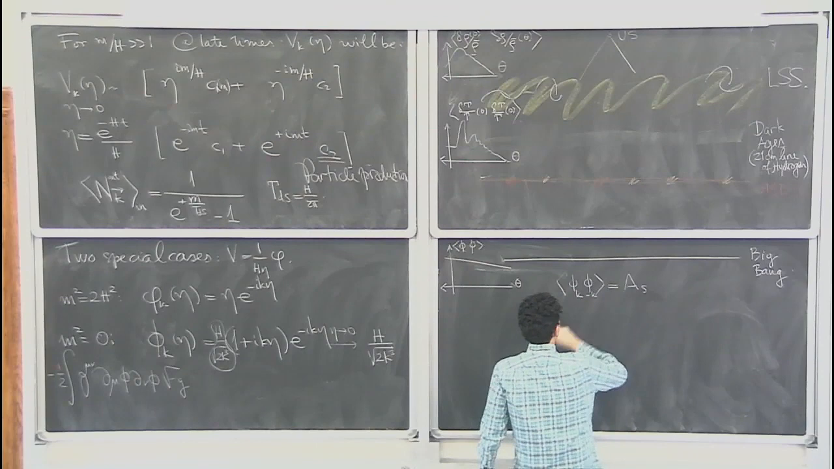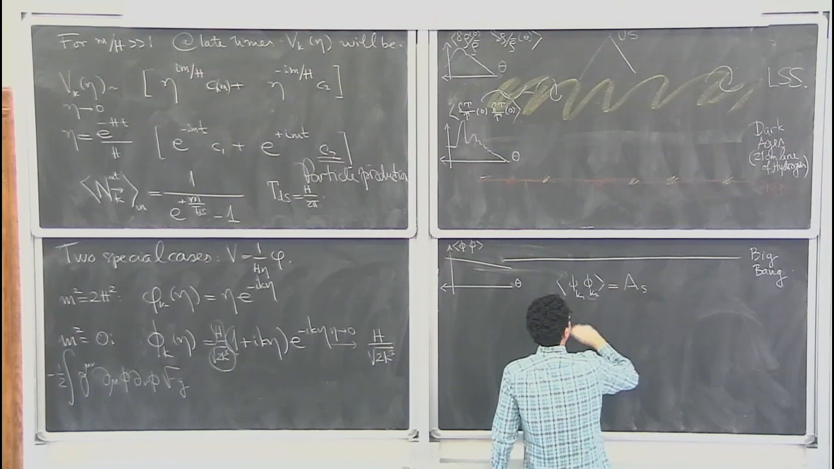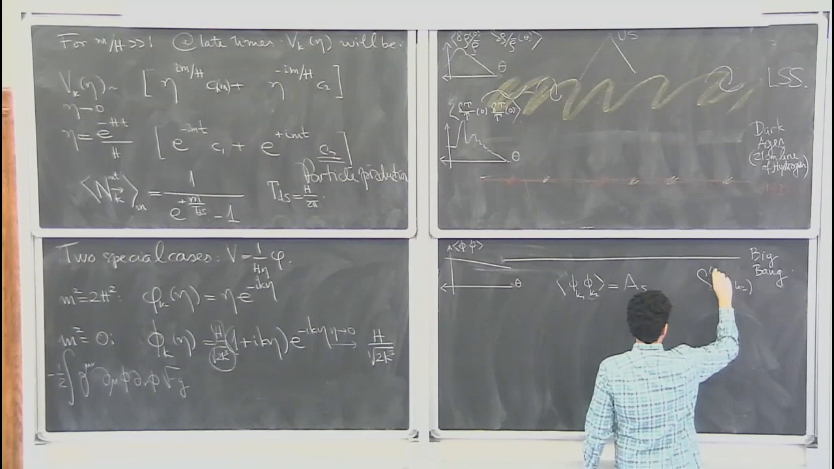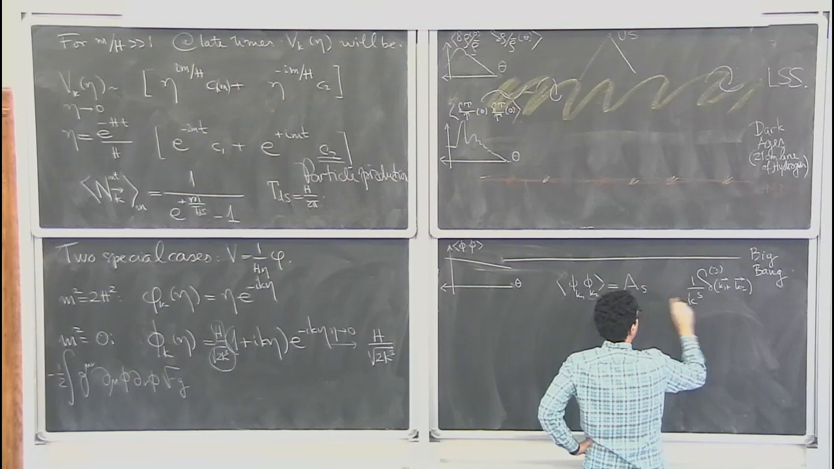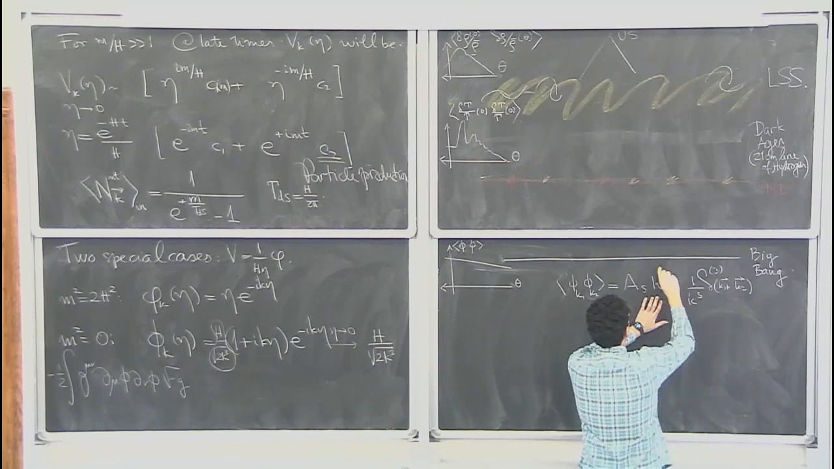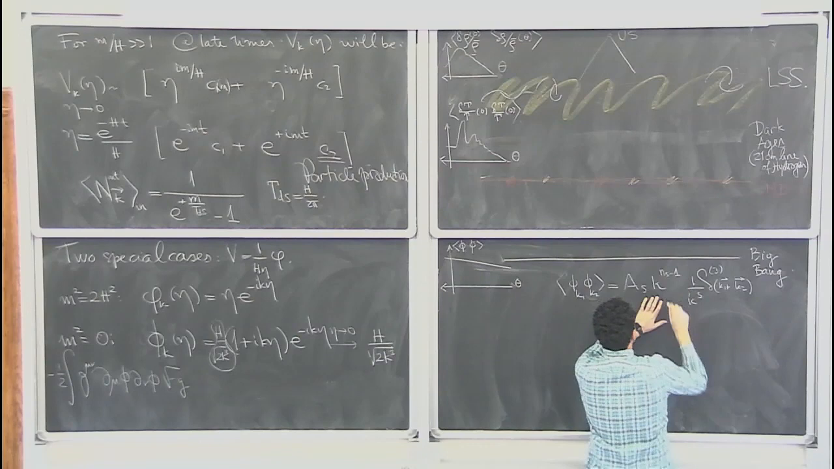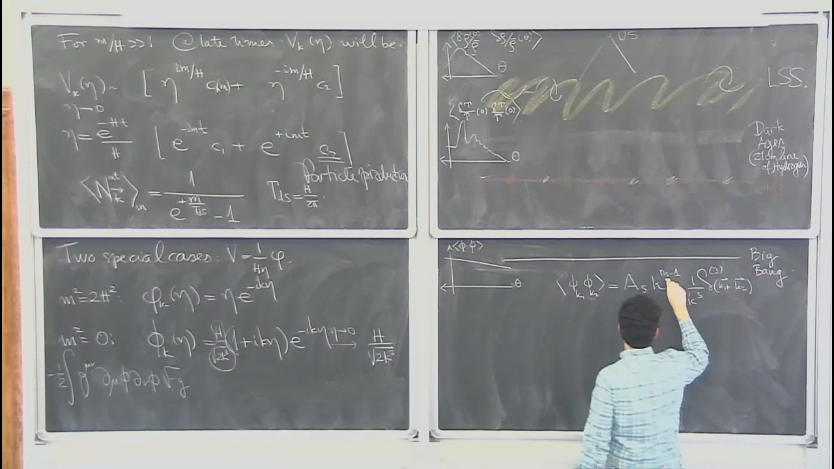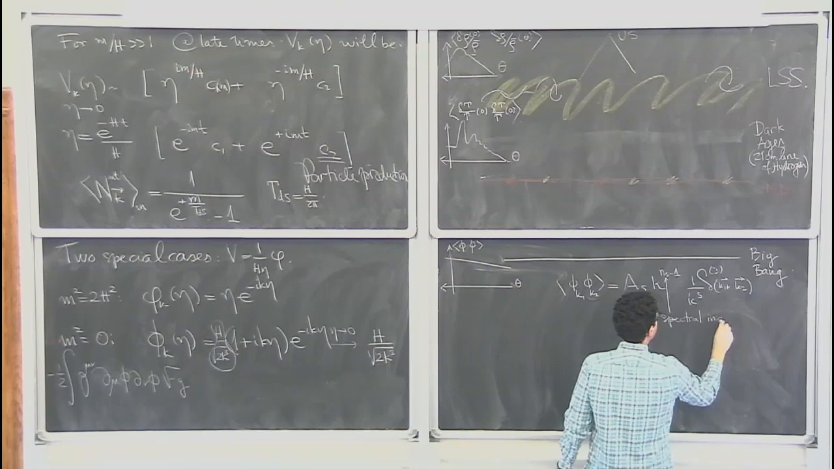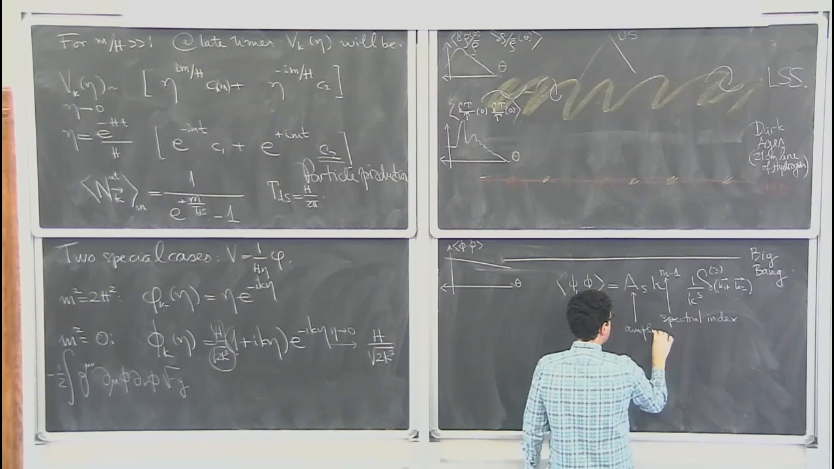If I write, let's be more precise, k1, k2, there's some delta function because of translational symmetry. And then there's the usual 1 over k cubed. And then there's some small deviation from pure scale invariance. People write it as a number very close to 1, minus 1, for historical reasons. So this is called the spectral index. And this is called the amplitude of primordial fluctuations.